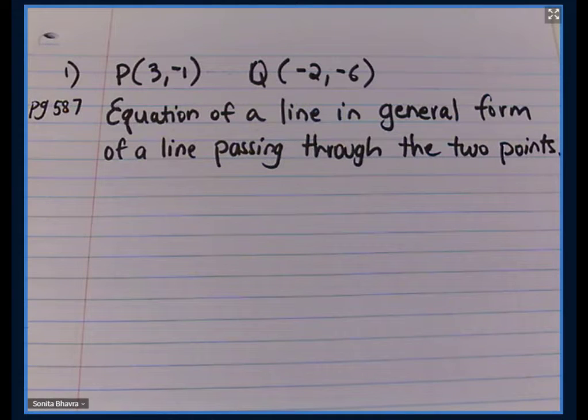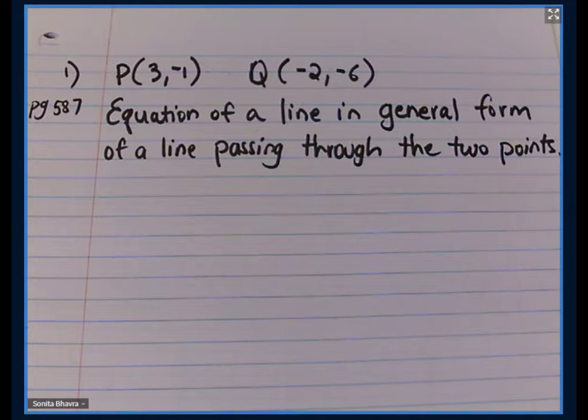Okay, so today's lesson, we're going to do some review questions. We're going to look at solving for equations of a line in the different forms we've talked about. There's the general form, which is ax plus by plus c equals 0. There's the slope-intercept form, which is y equals mx plus b.